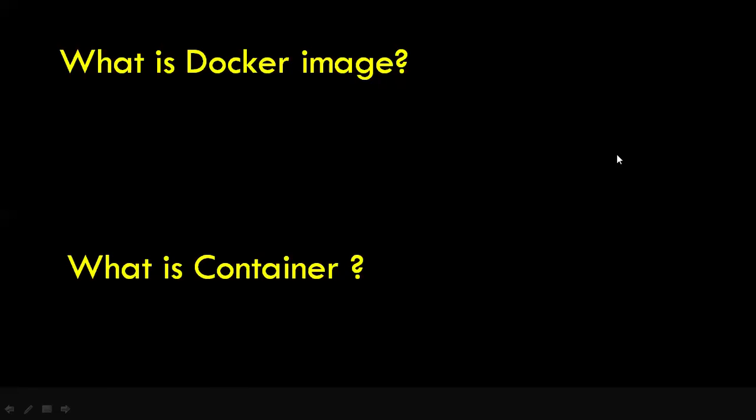You cannot live in a blueprint. It's just a static plan. The Docker image is immutable. You cannot modify it. It's a static template, literally like the house blueprint, just a design. The Docker image contains all the instructions needed to build your container. What is a container?